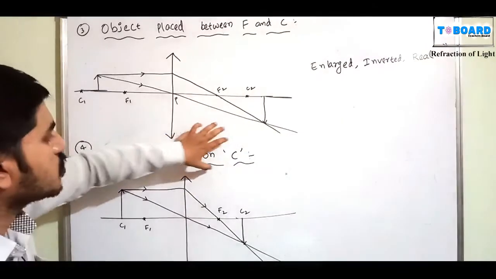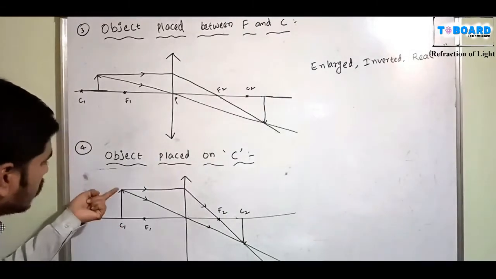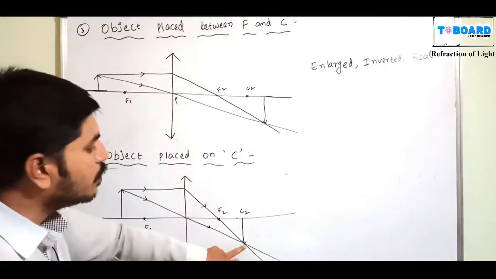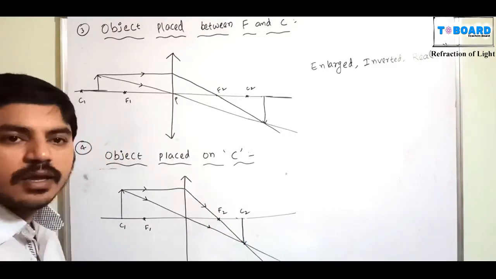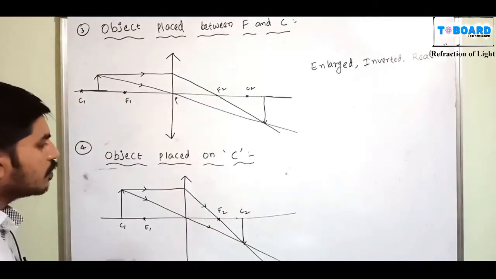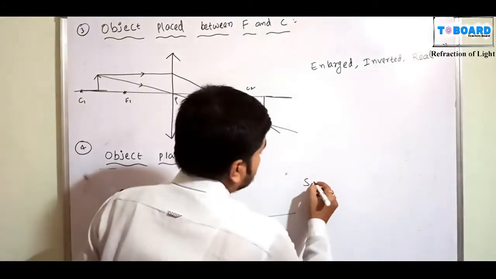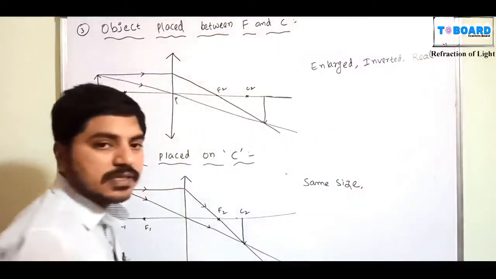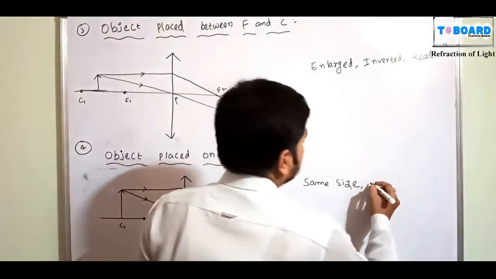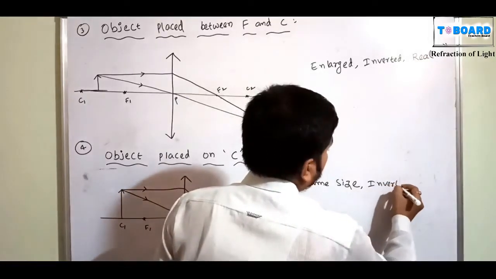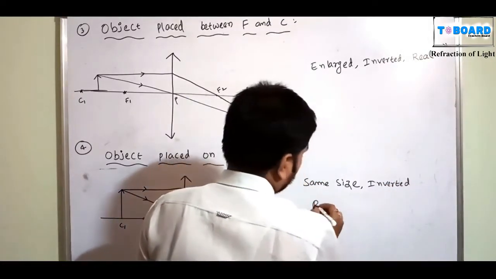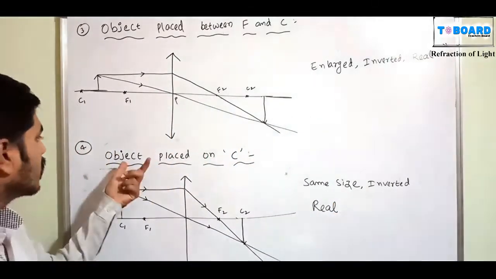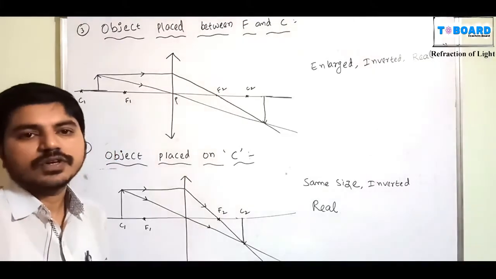See, if you keep the object on the center of curvature, then after refraction the rays will meet at a point, which is also the center of curvature. The image characteristics are: the same size, inverted, and real. So these are the characteristics for the particular condition of an object placed on the center of curvature, right?